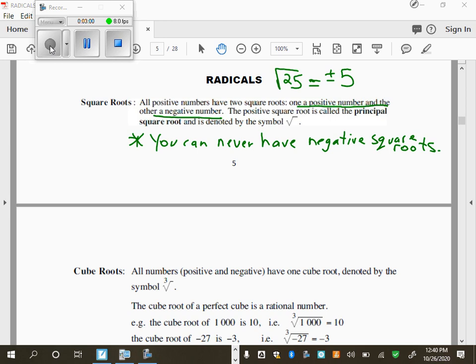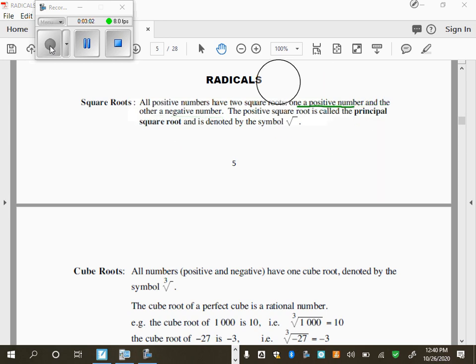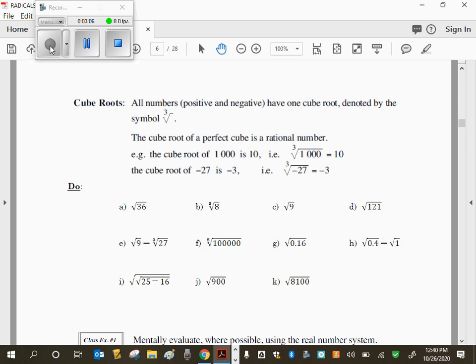Okay, and now we have cubic roots. Top of the next page. Cube roots. There's only one answer. So square root of 9 is positive and negative 3. A cubic root is either positive or negative. If you have the cubic root of a negative number, the answer is negative. If you have a cubic root of a positive number, the answer is positive. You can see that right here.